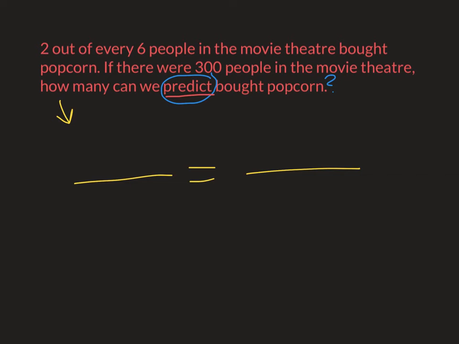So we know that it's 2 out of every 6 people. So 2 out of every 6, that's a fraction. Out of means a fraction. So we have 2 out of 6 people in the movie theater. Okay, that's nothing new. Now we're going to add the next part of our proportion.